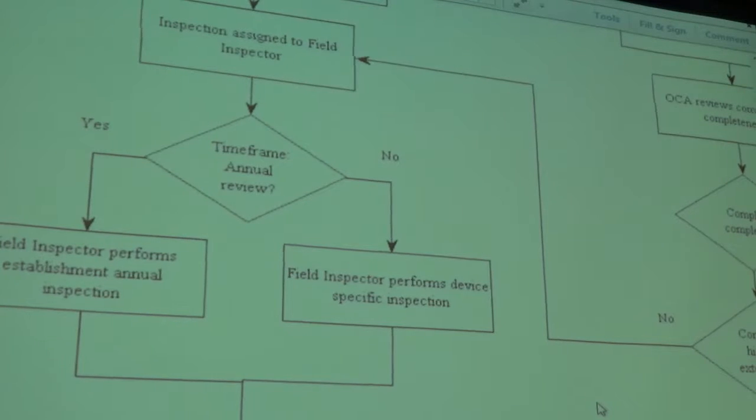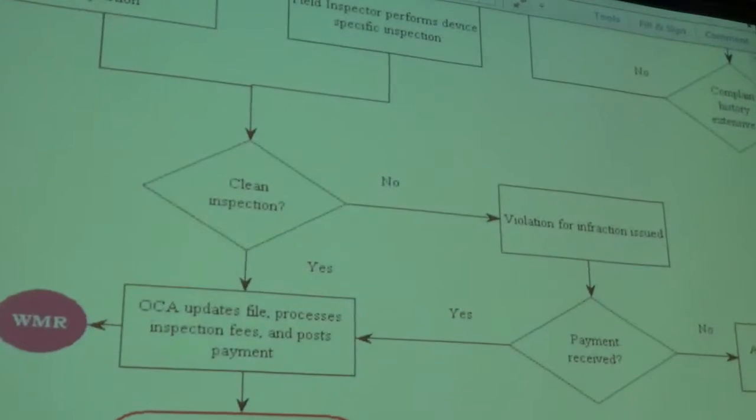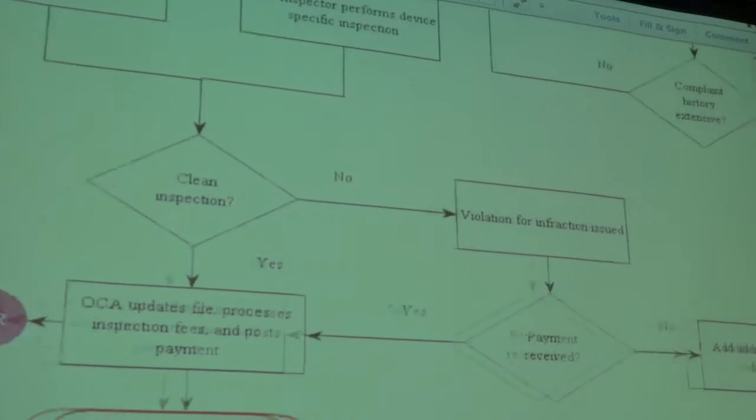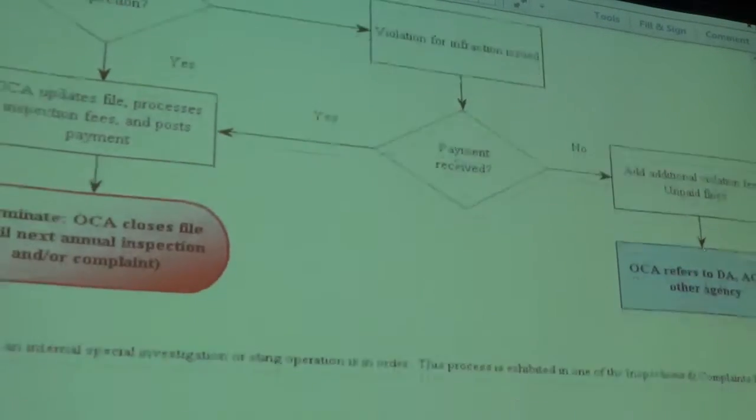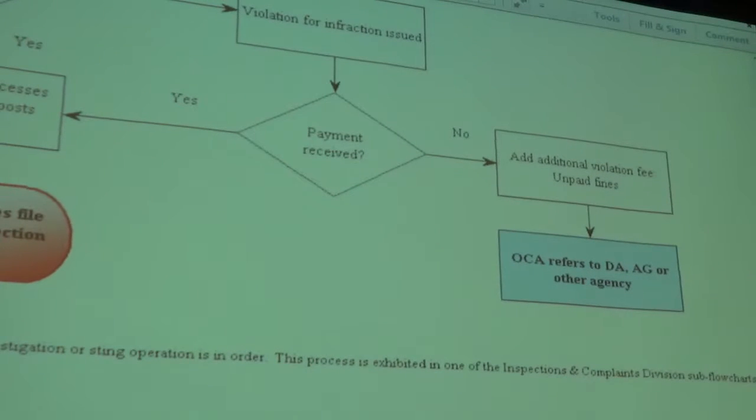It's like within the time frame, it should know. If it's no, then the field inspector performs the inspection. And again, it has a pre-inspection, yes or no, so it then follows the process, and then hopefully it's terminated successfully. If not, then it's referred to the district attorney office or the attorney general office for the state of New York.